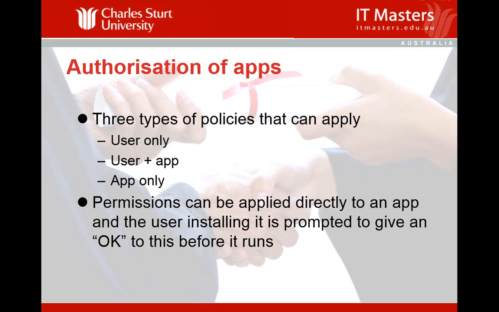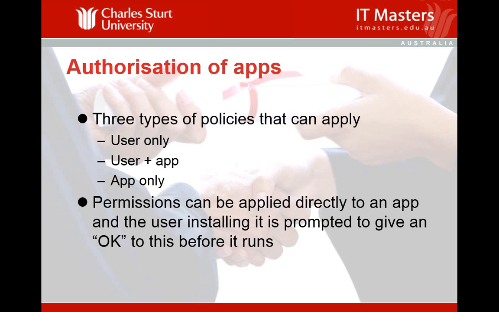The user and app policy means that you need to authorize the app to be able to get to specific data sources. So the app essentially has its own identity, and the user has to have access to it as well. So for example, I might say an app can have access to this particular part of a site, so a specific subsite.